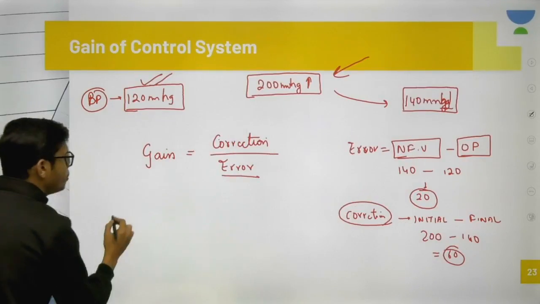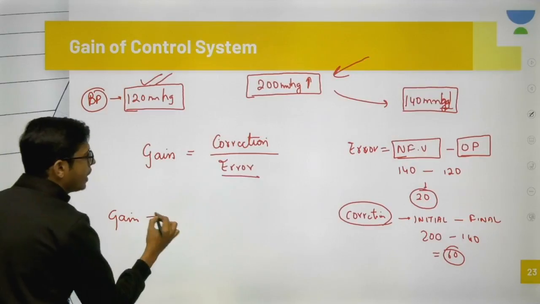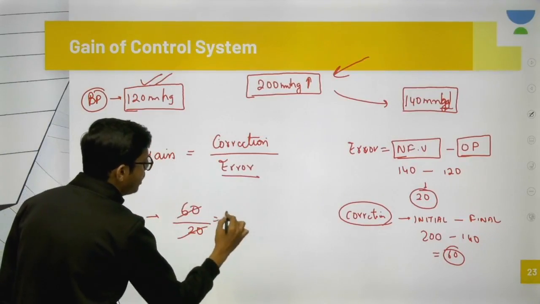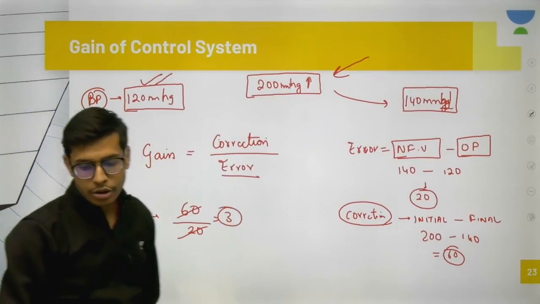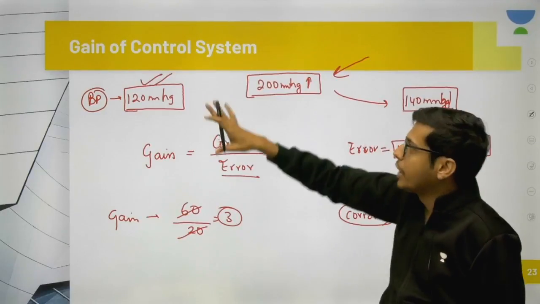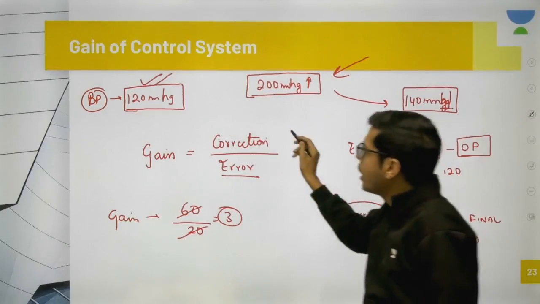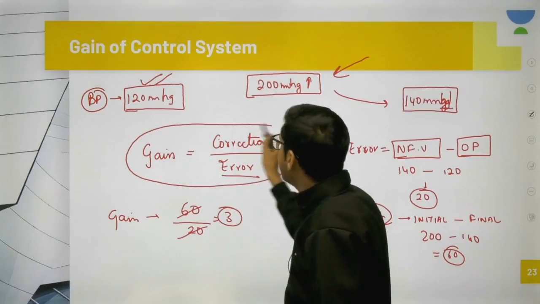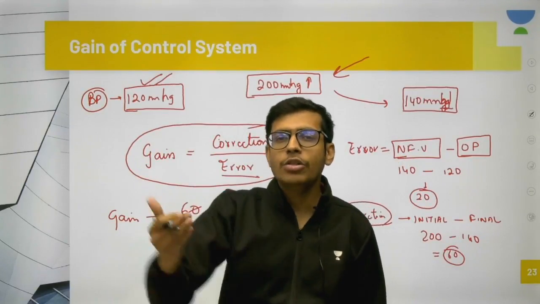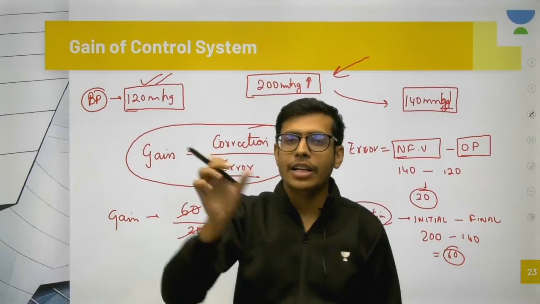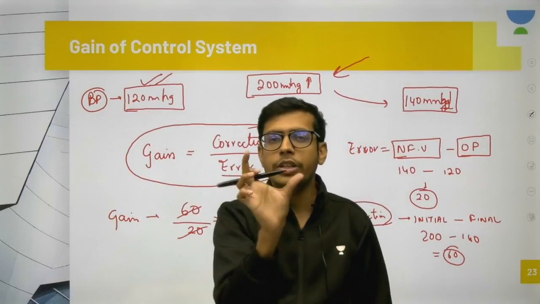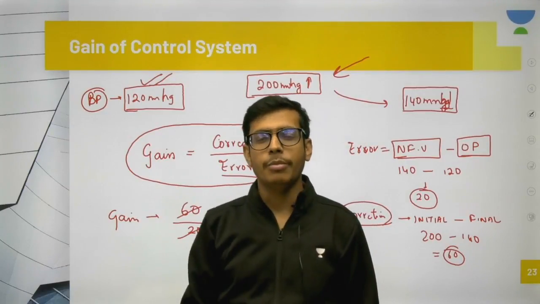So what would be my gain? Gain would be my correction, that is 60 by 20. So this would be my gain. This is how you measure the gain of a control system. It is the correction by error. No body system gets exactly to the actual optimum level. Obviously it would be somewhere around a slightly elevated level. It would be within the normal range, but not at the optimum level, right?